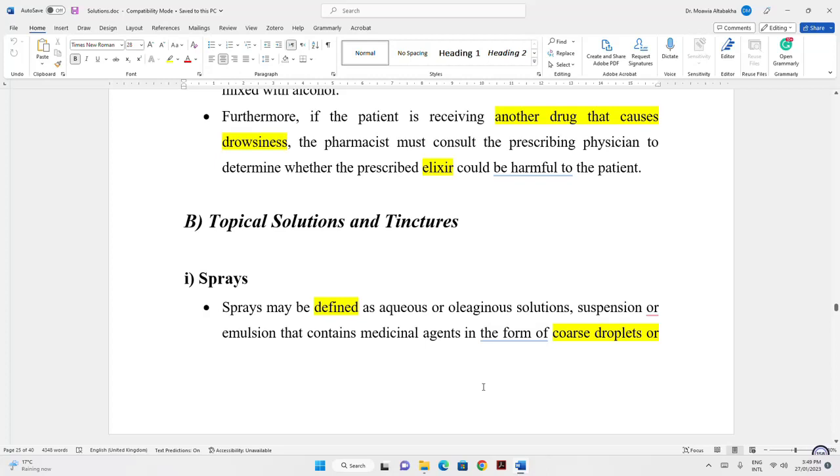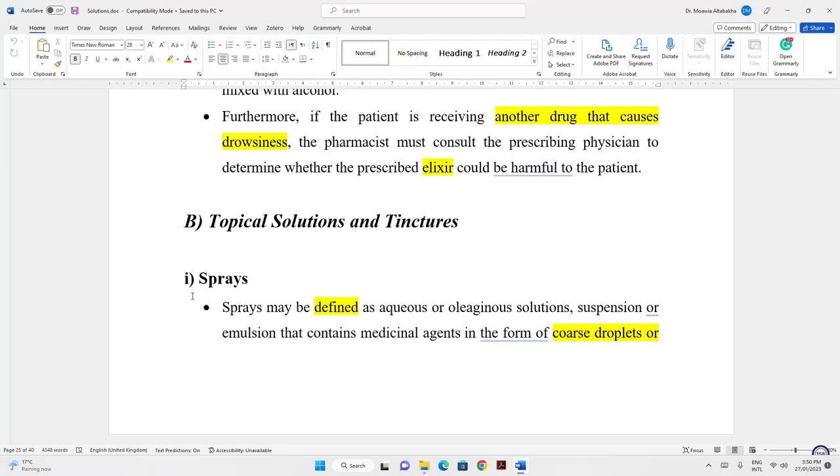Today we're gonna complete the third and last part of solutions. If you recall, in the second part, we talked about oral solutions. Today we will finish the solutions by talking about topical solutions and tinctures and other miscellaneous solutions. We'll start with sprays. What are sprays when we say sprays?